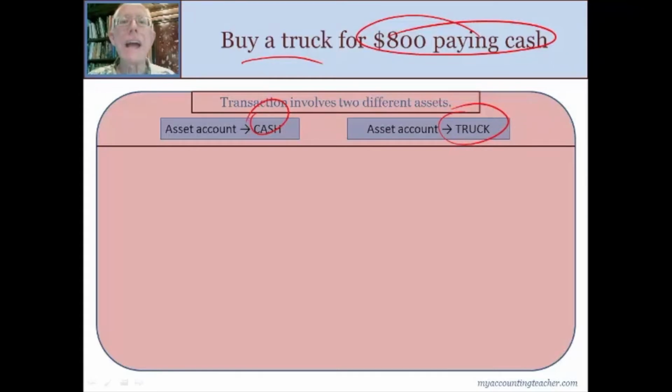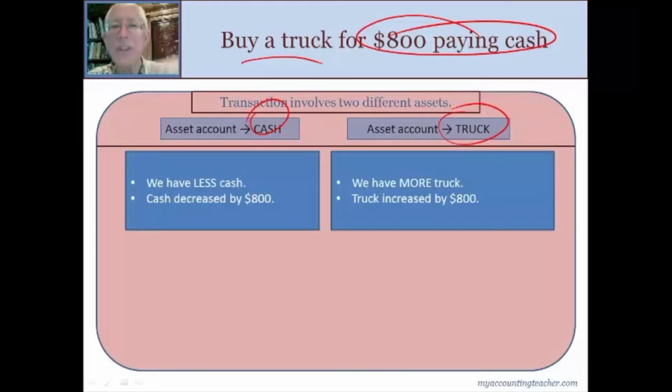Okay, how about the cash? Did it go up or down? That's why I like to start with cash, because it's easy. I paid cash. Cash went down. I got less cash, $800 less cash. And how about truck? Well, I got more truck to the tune of $800. So the three questions are, which two accounts? Cash and truck. Did they go up or down? Cash went down. Truck went up. And how much? It's $800. So those are my three questions.